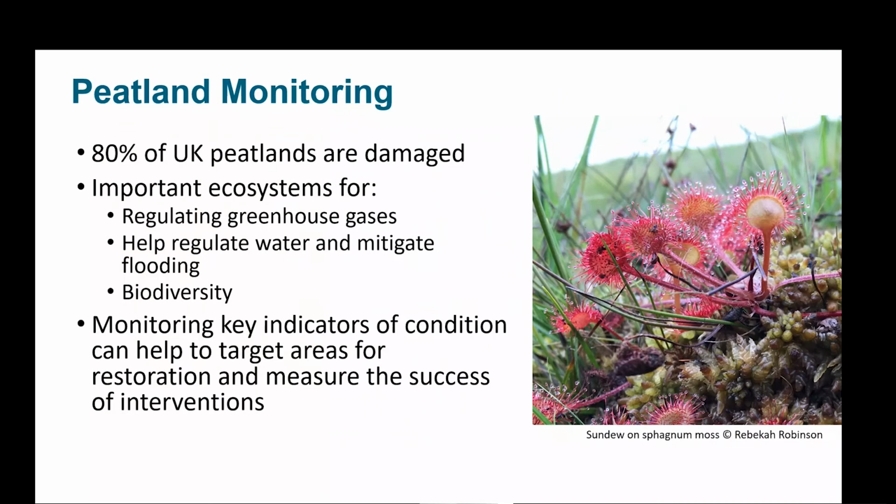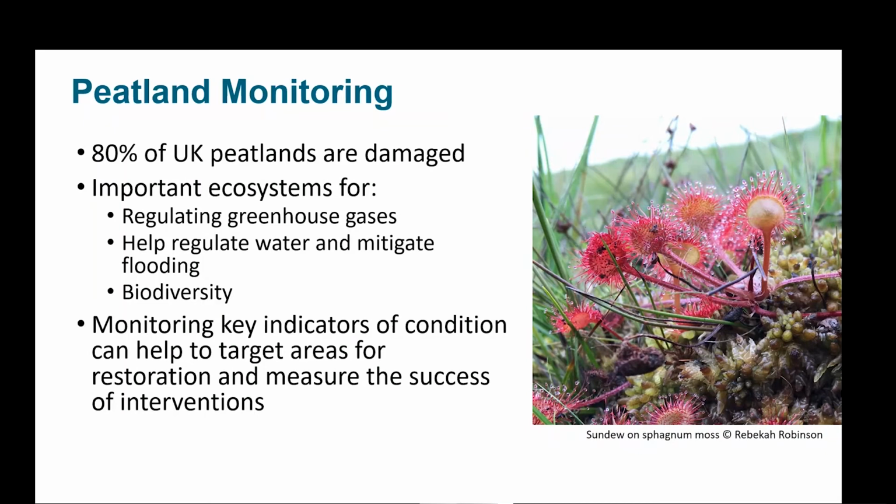Peatlands are really key ecosystems, providing valuable ecosystem services, such as helping to regulate our water, providing habitat to a range of species, and are an important carbon store. 80% of our peatlands in the UK are thought to be in a damaged state due to pressures such as drainage, peat extraction, and burning. And in this state, they emit stored carbon back into the atmosphere, which is why they're so key to monitor.